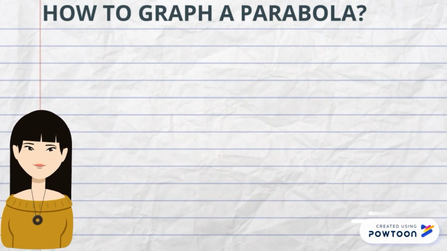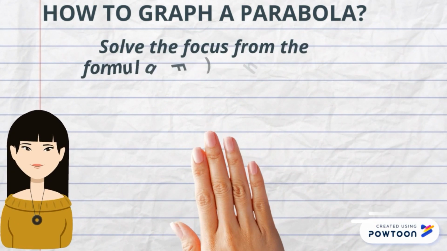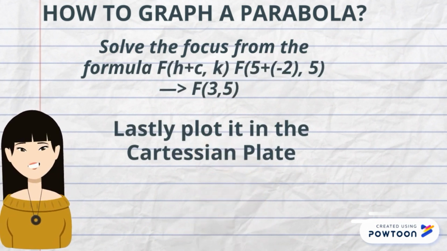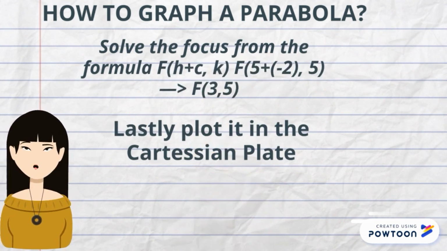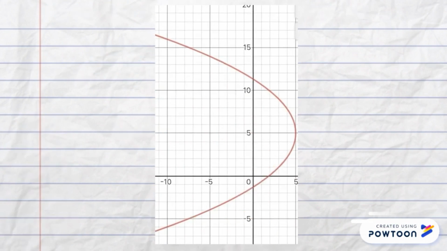Now we have C, so we can now find the focus from the formula, open and close parentheses, H plus C and K. So the focus is the coordinates 3 and 5. After that, we can plot it in the Cartesian plane using the points we have.